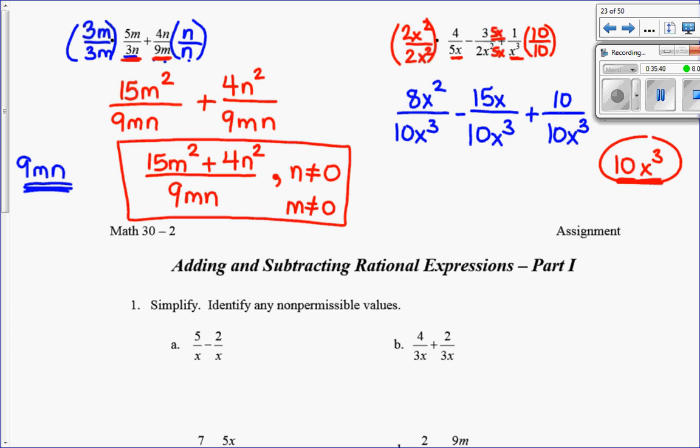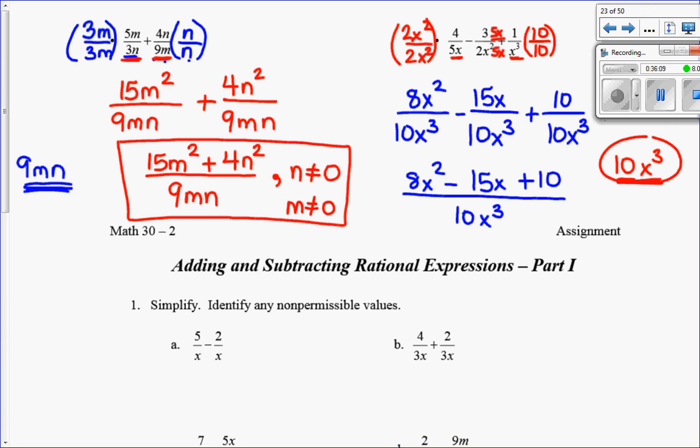And there I can see that I've made all three of those rational expressions have a common denominator of 10x cubed. Okay, so now I can just write all of my terms together in the numerator: 8x squared minus 15x plus 10, and that's all over the common denominator of 10x cubed.